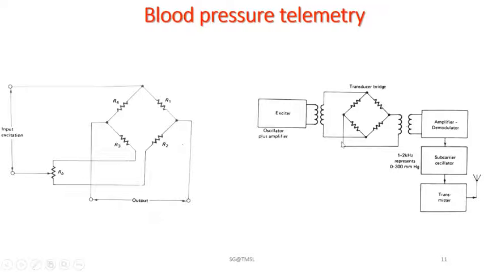On the right hand side, this is one type of exciter transmitter unit for a blood pressure telemetry system.